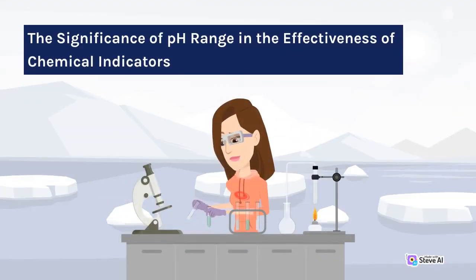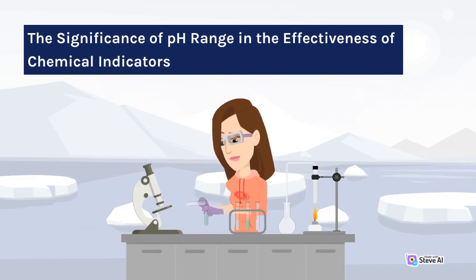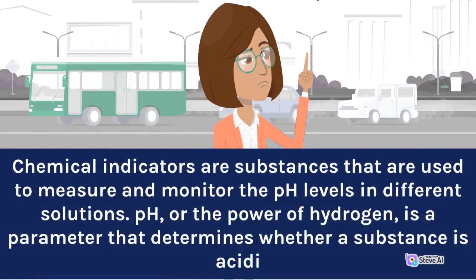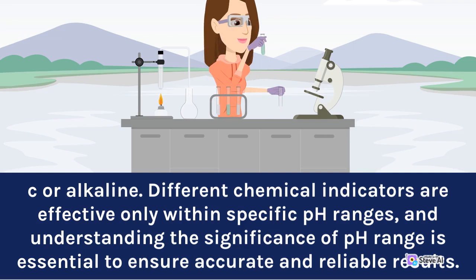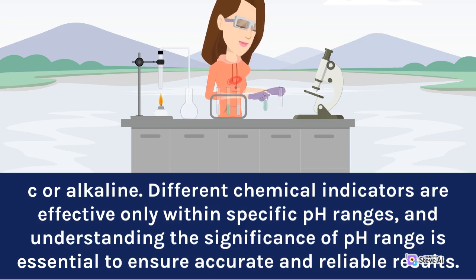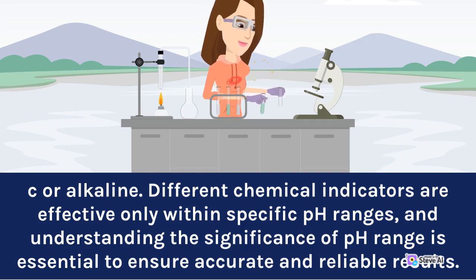The significance of pH range in the effectiveness of chemical indicators. Chemical indicators are substances that are used to measure and monitor the pH levels in different solutions. pH, or the power of hydrogen, is a parameter that determines whether a substance is acidic or alkaline. Different chemical indicators are effective only within specific pH ranges, and understanding the significance of pH range is essential to ensure accurate and reliable results.